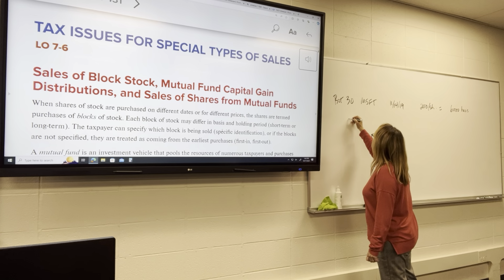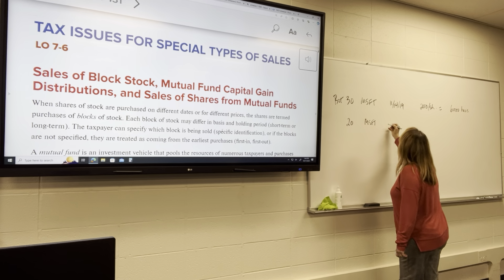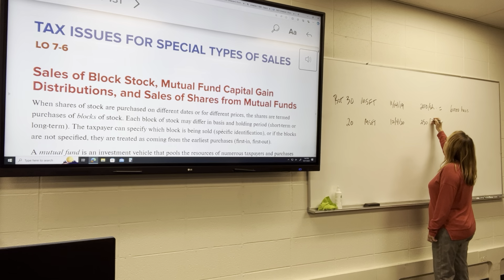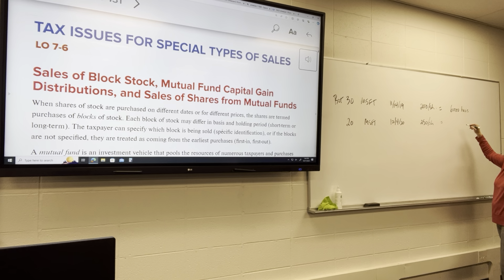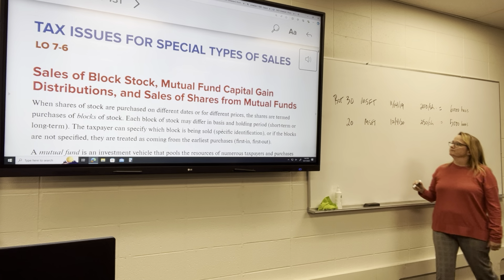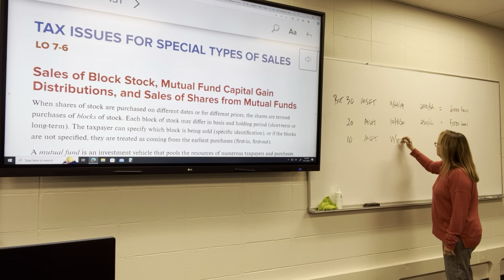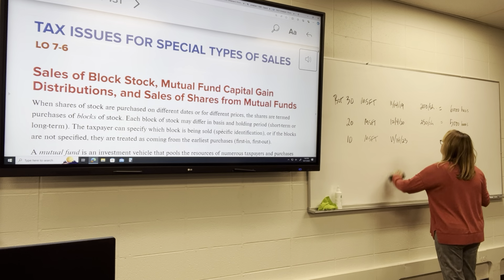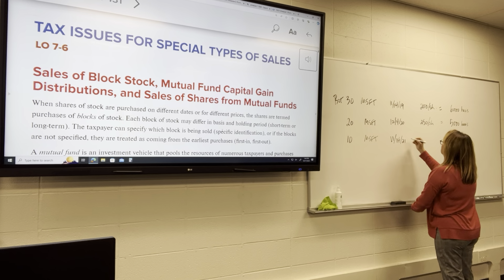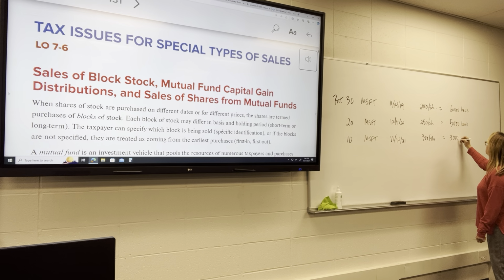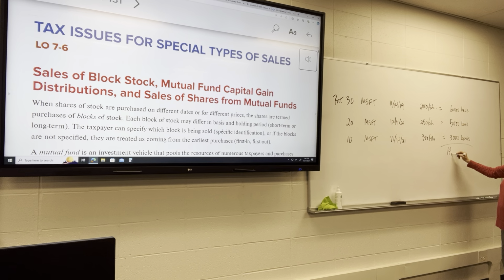Then I bought an additional 20 shares of Microsoft on 12/4/20, and it was $250 a share. So now my basis is 5,000 in those. Then I bought another 10, 11/14/23. Well, that's not even. Let's do 21 so that it's long term. And it was $300 a share. So my basis here is $3,000. My total basis in my Microsoft shares is $14,000.